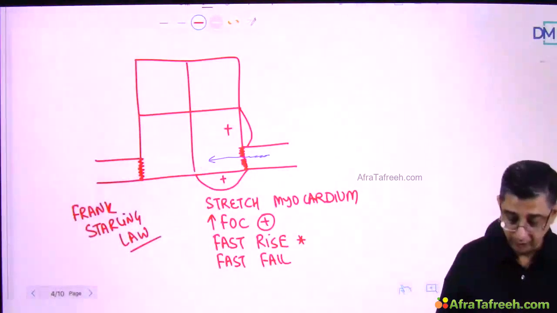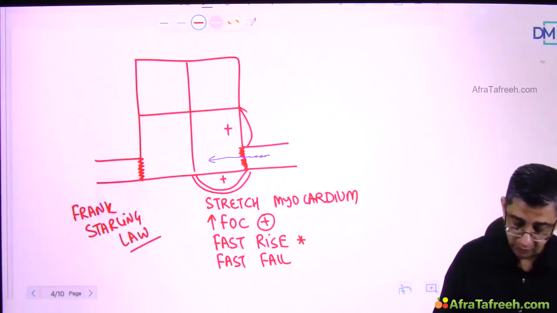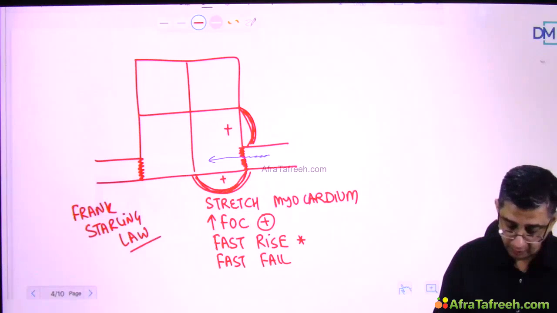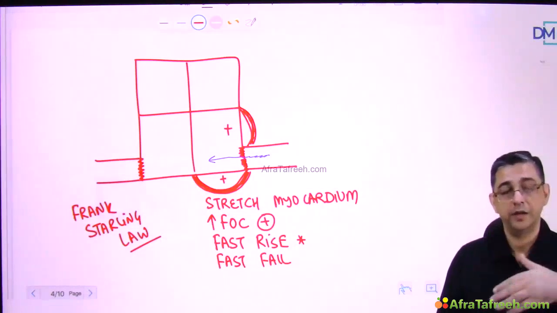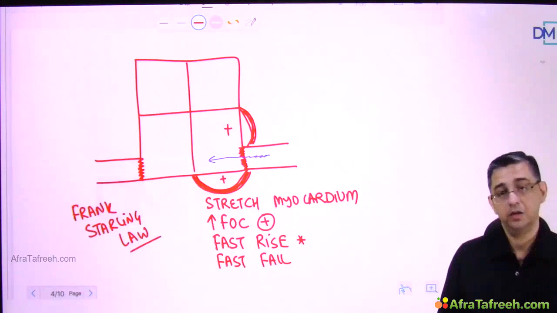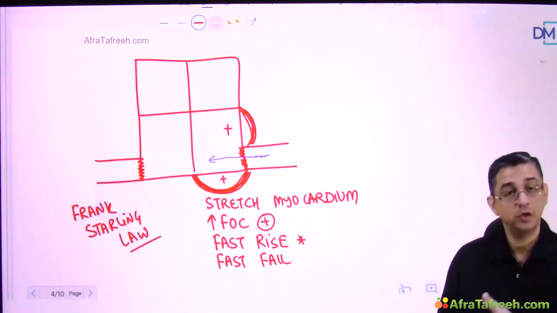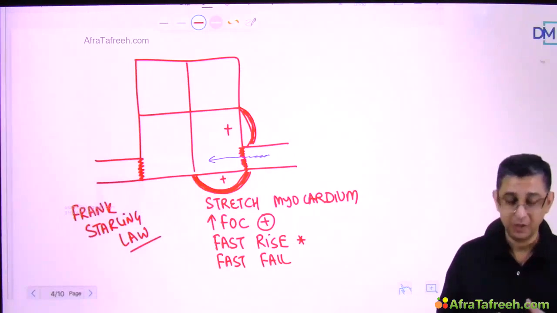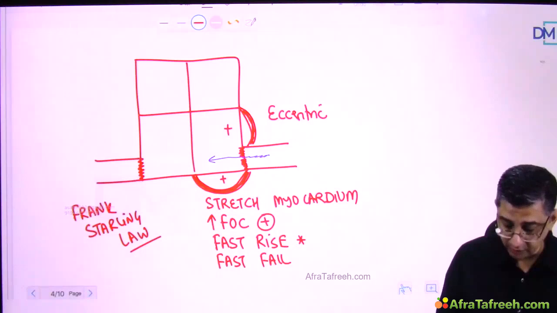Over a period of time, what happens in these patients is that there is a development of eccentric hypertrophy. So here I'm representing eccentric hypertrophy of the myocardium that develops in patients of aortic regurgitation. In fact, patients of aortic regurgitation have one of the largest hearts. On postmortem, Harrison says that in chronic aortic regurgitation, the size of the heart can be as big as 1 kilogram.